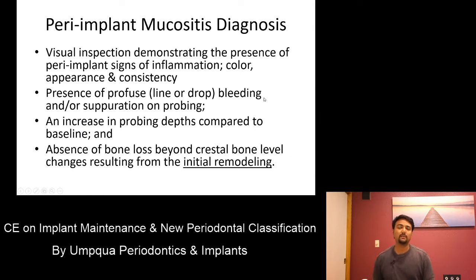So what is peri-implant mucositis? There are a lot of similarities between gingivitis and peri-implant mucositis. Again, you would find on visual inspection some signs of peri-implant tissue inflammation. You should note the color, appearance and consistency of the tissue in your chart notes when you see any signs of inflammation. Presence of bleeding on probing is another sign of inflammation, of course.